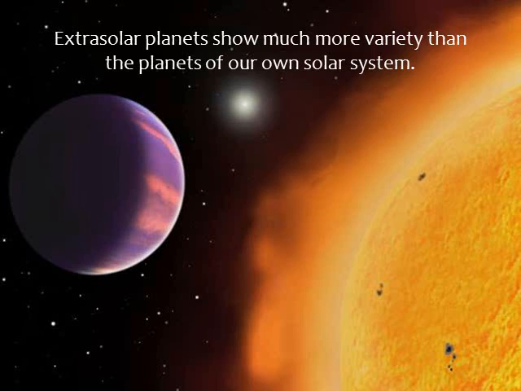There are a few conclusions we can make. First, extrasolar planets show much more variety than the planets of our own solar system. For example, we found a planet that has the density of styrofoam and another that has the density of lead.